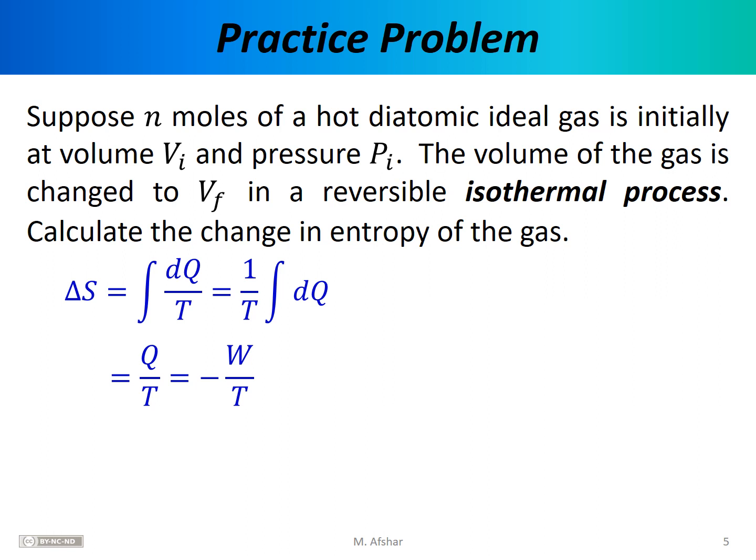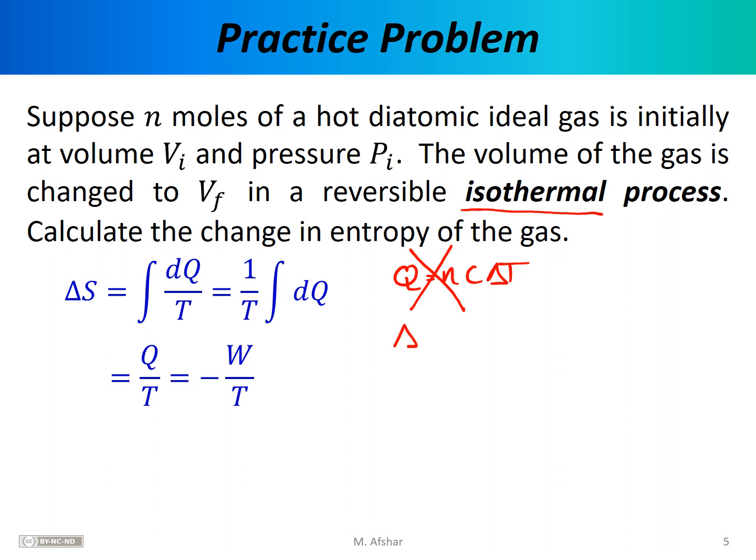You might recall that in our previous practice problem, we used this expression, Q is equal to nC delta T. This expression is valid for an isobaric process. It's valid for an isochoric process. However, it is not valid for an isothermal process. An isothermal process is by definition a process in which the temperature does not change. So you're not allowed to use this expression here. To calculate Q, we need something else.